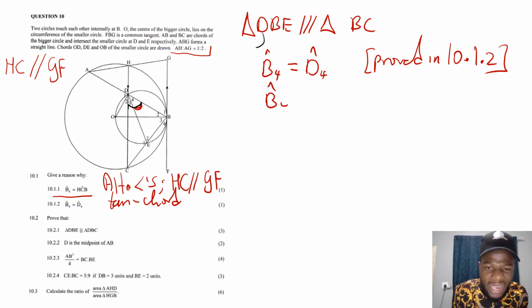B4 is equal to angle C, or HCB. We have only one angle at C. We don't have C1, C2, so I can also write C only. It is still fine. All right, so let's go.